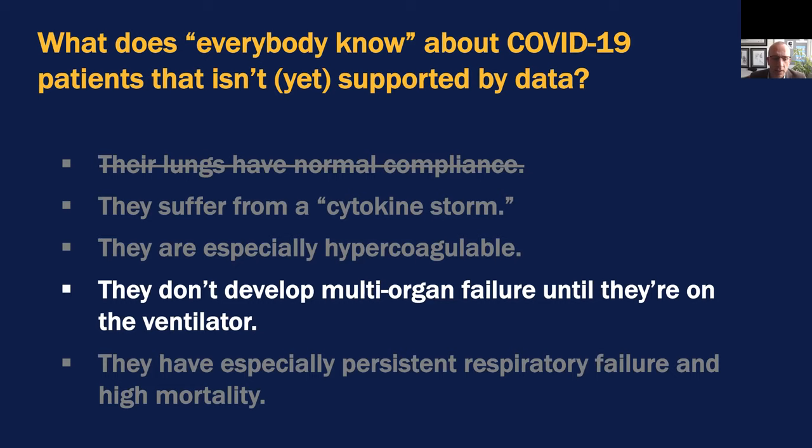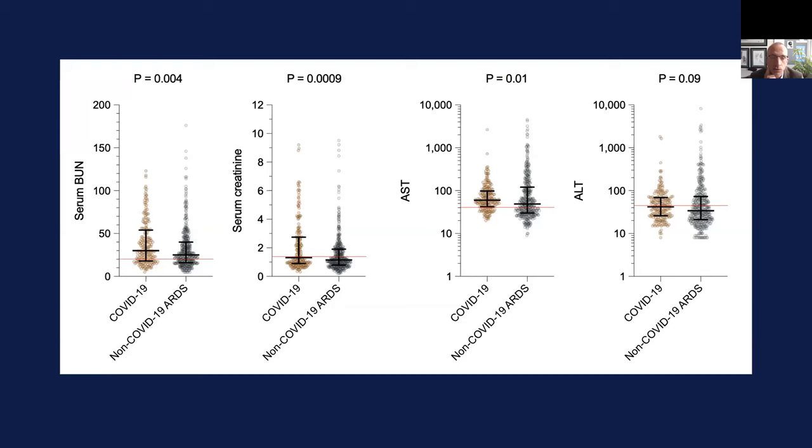Finally, the argument that they don't develop multi-organ failure until they're on the ventilator is just straight up wrong. So with our cohort comparison, we could look at kidney injury and LFT abnormalities in these patients. On the left side of the screen, there's BUN and creatinine. On the right side of the screen is AST and ALT. And you can see that many of these patients have kidney injury, at least biochemically, evidence of high BUNs and creatinines before the tube goes in.